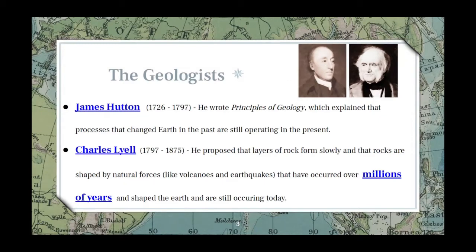Now, Charles Lyell proposed that layers of rocks form slowly and that rocks are shaped by natural forces, like volcanoes and earthquakes, and that these have occurred over millions of years and shaped the Earth and are still occurring today. These 2 geologists helped put us on this road of looking at the geography and the geology of our Earth and figuring out what's happening.